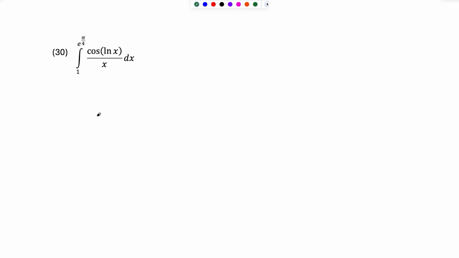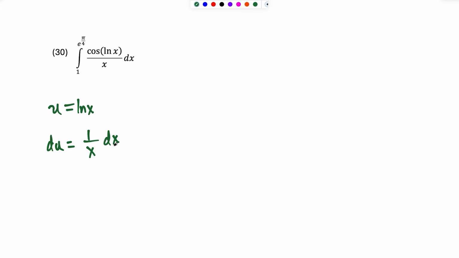And now question 30, our last question. So we're going to evaluate this definite integral, and we're going to use U-substitution here. So our U term is going to be natural log x. So we have U equals ln x, and now we calculate du. So du is equal to 1 over x dx.